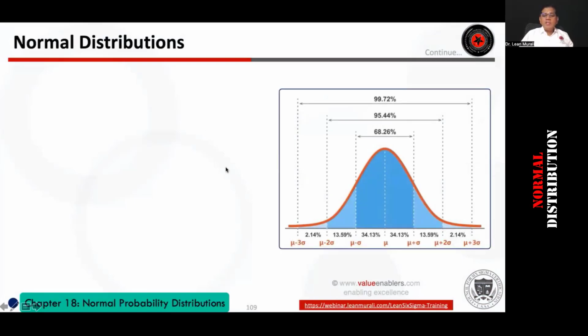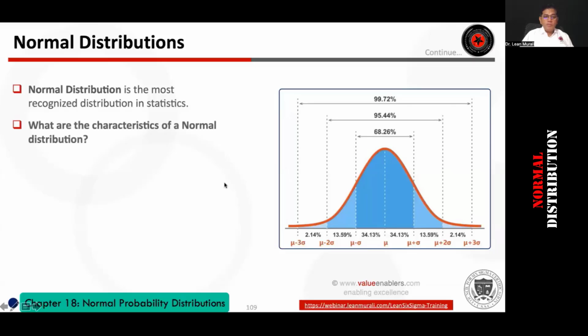So normal distribution, the curve looks like this. And you can see some percentages here, 68%, 95 point something, and 99 point something. First, this is the most widely used distribution. And there are some characteristics of normal distribution. Only random error is present. There are no special causes.